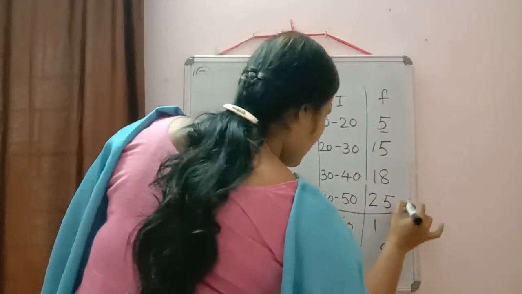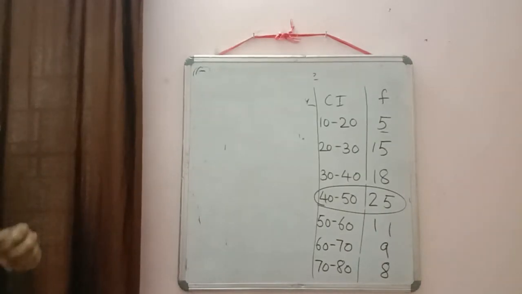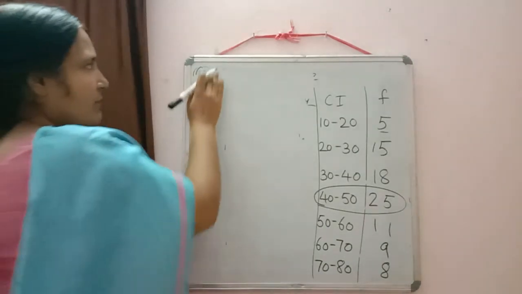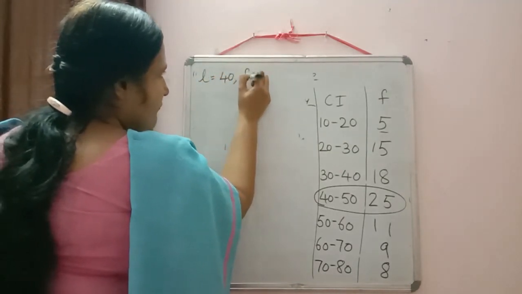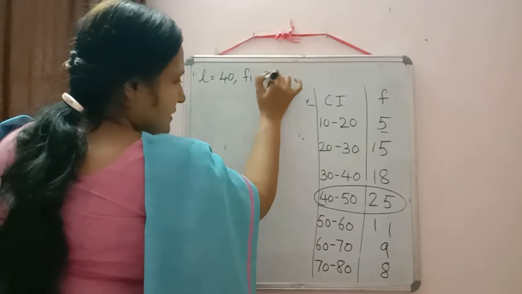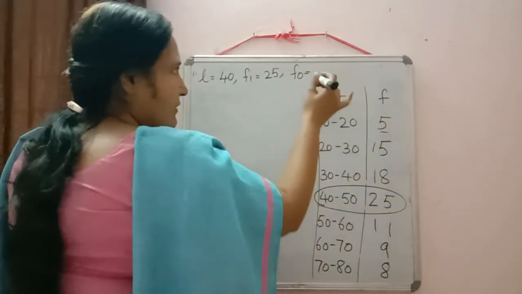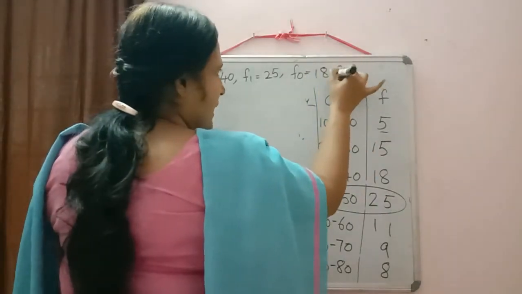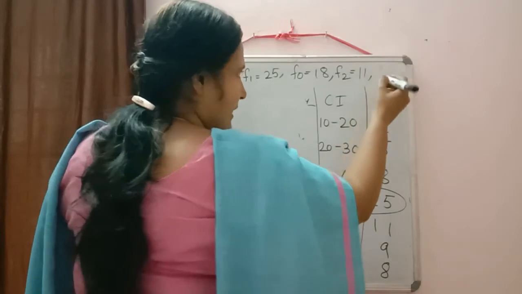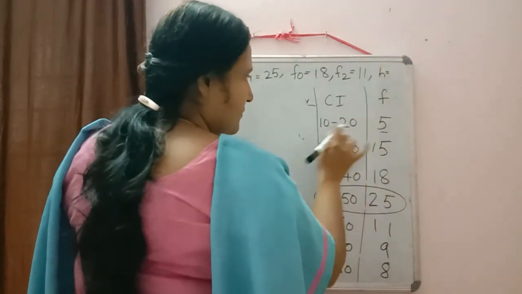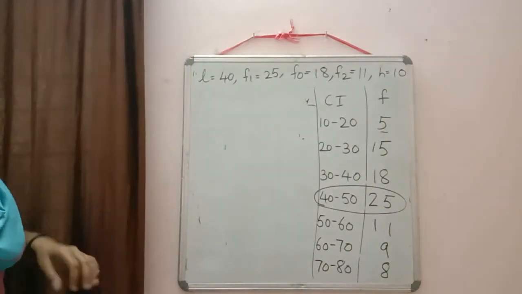Now write down the modal class, which is 40 to 50. Now write down the values. L is equal to 40, F1, the frequency of the modal class, is 25, F0, the frequency of the previous class, is 18, and F2, the frequency of the next class, is 11. Then h is equal to 20 minus 10, so h is equal to 10. So we have all the things.